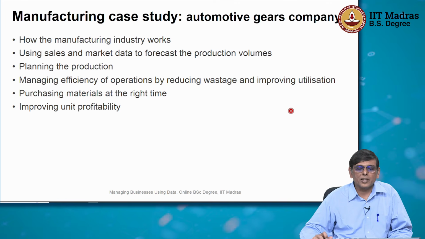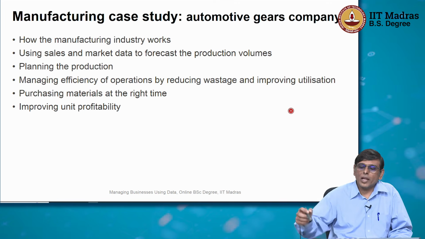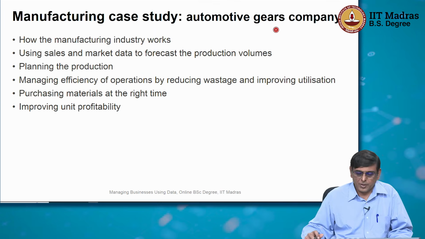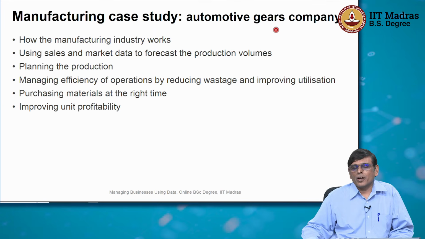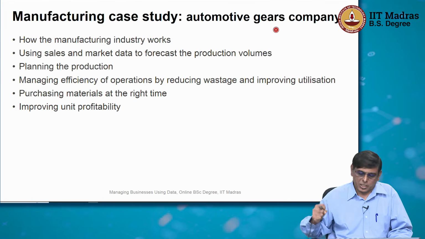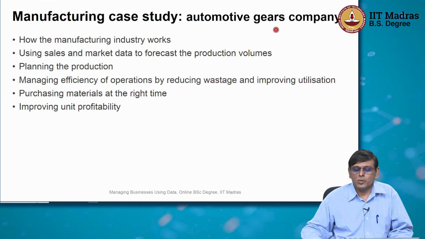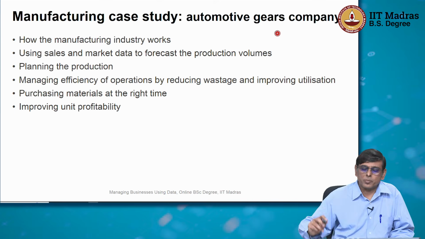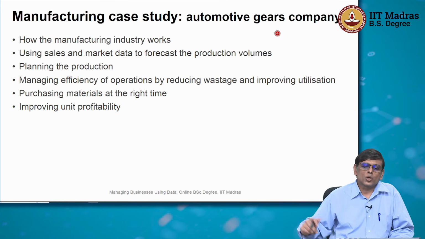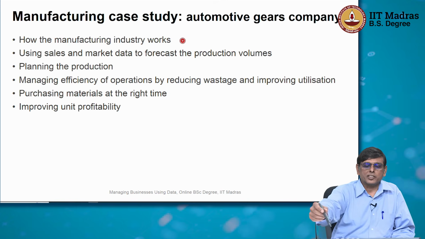In the second case study, which is a manufacturing case study, we are looking at a company that makes automotive gears. Okay. So every car basically has a number of components. One of the components basically is the gear set, right? So the axle, inside the axle also there will be gears, and for changing the speed of the car and all that, you will be changing the gear, right? Such gears are being made by this automotive company. So through this case study, we will understand how manufacturing industry works.